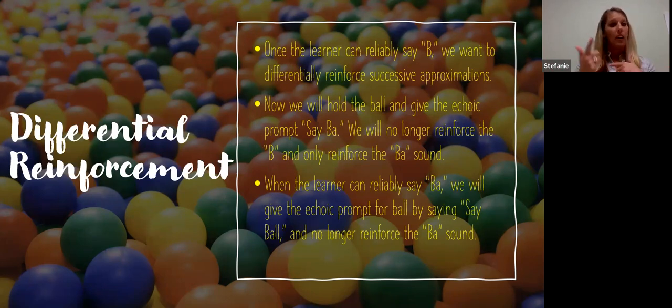We're going to reiterate the sound and have them keep hearing it over and over, because the more they're receptively hearing it, the more hopefully we can get them to engage in that verbal behavior. We'll no longer reinforce the "ba." When the learner can reliably say "ba," we give the echoic prompt and say "ball," and then we're no longer going to reinforce the "ba." We're using successive approximations, learning in stages, moving from easy sounds to complex words.